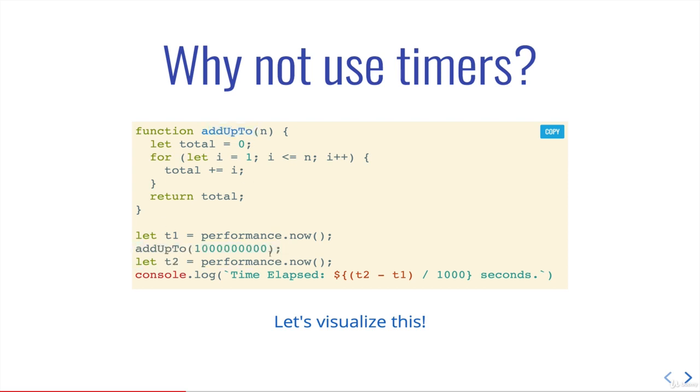Then I'm going to call addUpTo with, what did I do? Is this a billion? I think it's a billion. So I'm going to call it with a large number. And then after that finishes, I'm going to check performance.now again, which should have incremented a bunch of milliseconds, most likely. So I have two numbers. Then I just subtract them, the second time minus the first time. And I divide it by 1,000 because it's in milliseconds and I want to work in seconds. We don't have to do that last part. And I print it out.